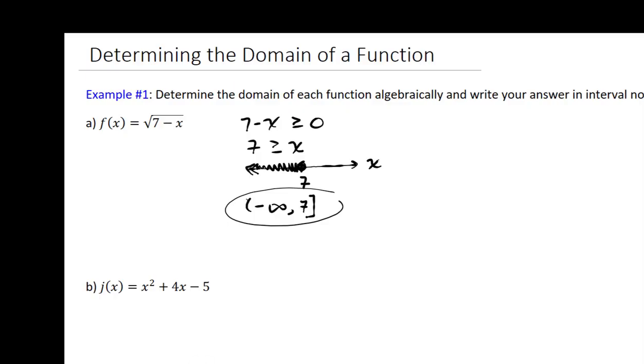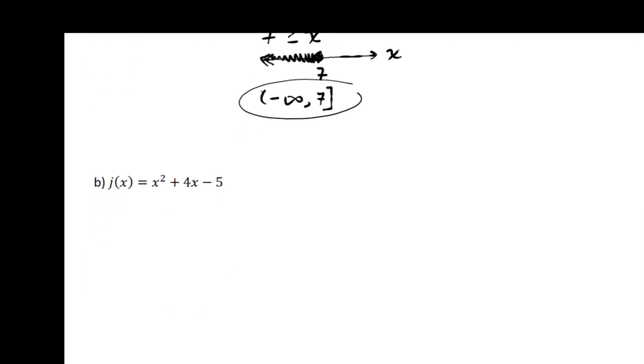Now let's consider part B of the problem. Here we have a quadratic function. So on this function, there is no value of x that will ever make it undefined. And therefore, the domain of this function is the set of all real numbers. In interval notation, that would be from -infinity to +infinity.